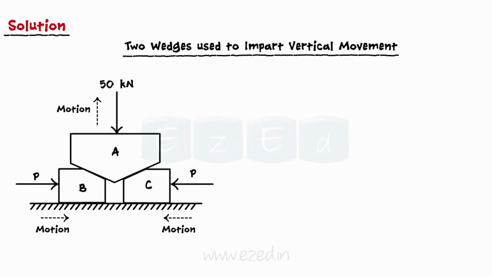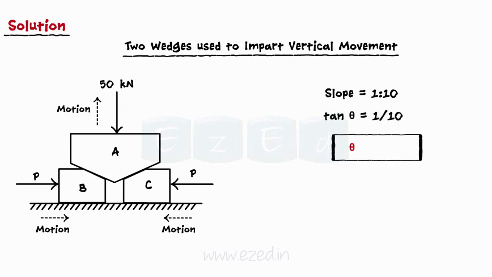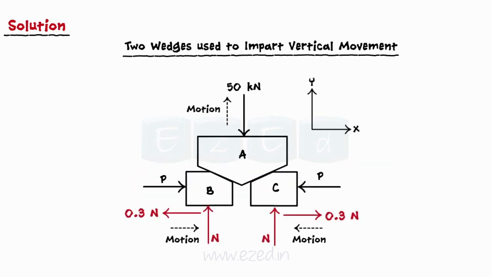We will first calculate the angle of the wedge using the slope given. This angle is calculated to be 5.71 degrees. We will first draw the free body diagram of the entire system. Because of symmetry of loading, the normal reaction offered by the ground on both wedges is the same.